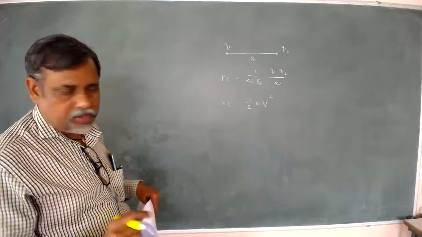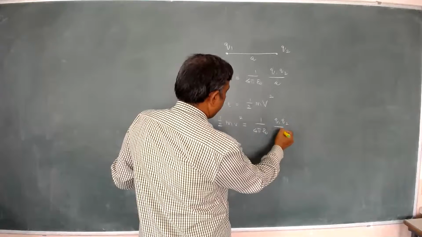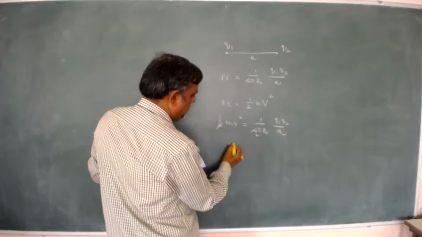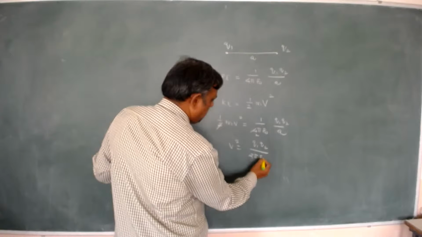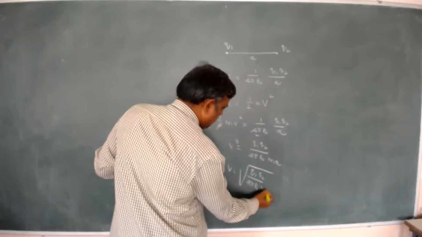That means half m v square is equal to 1 by 4 pi epsilon naught q1 q2 by a. So this is 2 times. So v square is equal to q1 q2 by 2 pi epsilon naught into m a. Therefore, v is equal to under root q1 q2 by 2 pi epsilon naught m a. So this is the answer.